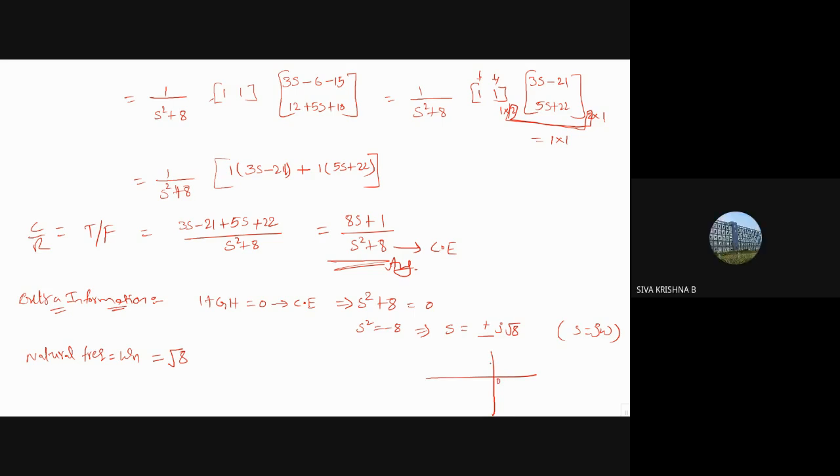Imaginary. Very good. Imaginary means what type of system is it? What is the type of system? Over damped, under damped, undamped, critical damped? What type of system is this? Under damped, undamped.